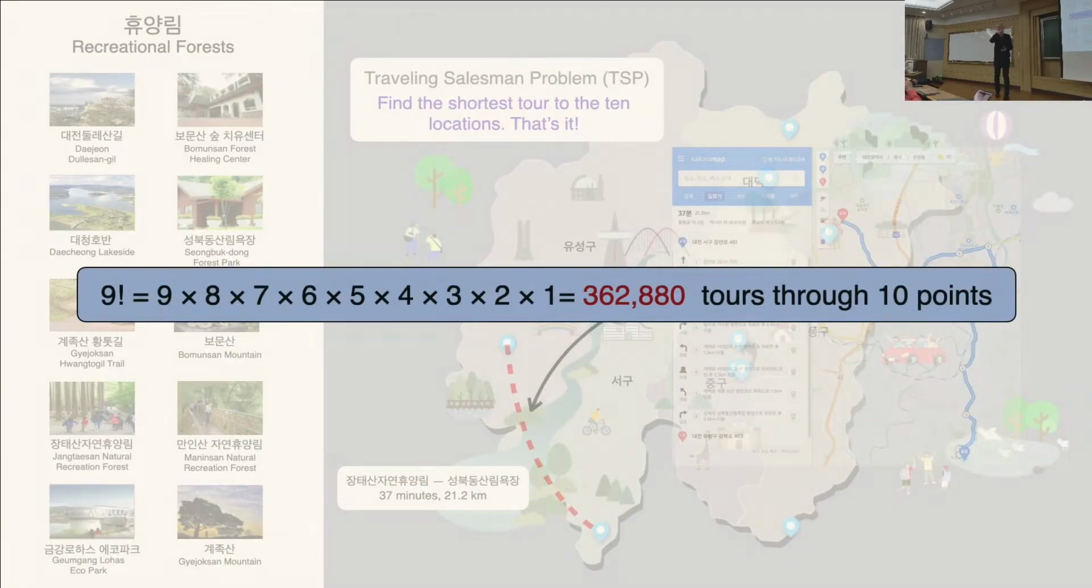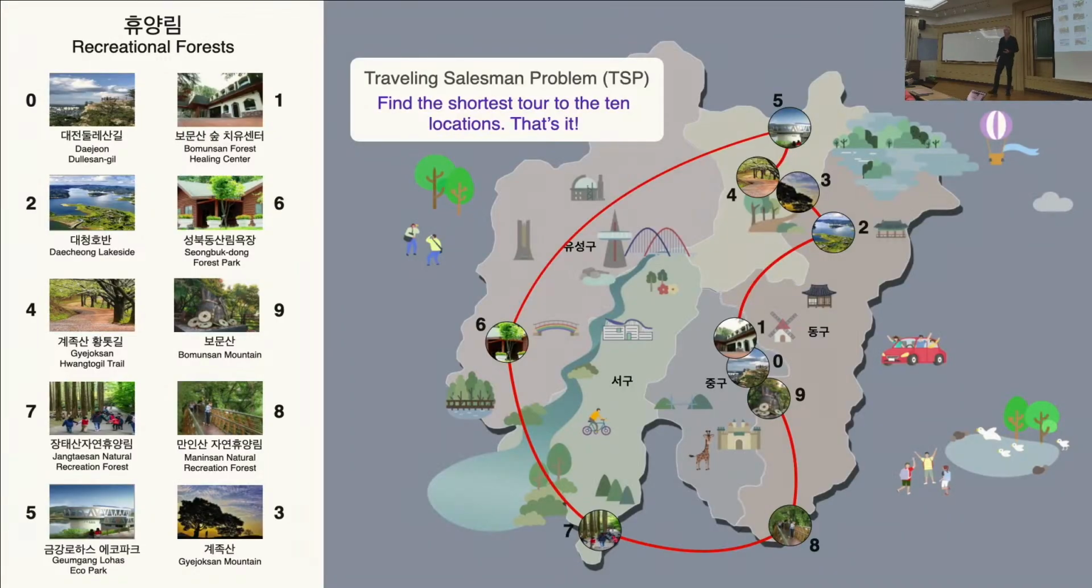So there were 10 stops, 10 locations. You can start anywhere you want, and you have 9 choices for the first stop, 8 choices for the second stop, and so forth. You multiply those together, there's only 360,000 possible routes. That's not very much for a computer to check. So very easily compute the shortest possible tour. It's a simple problem.